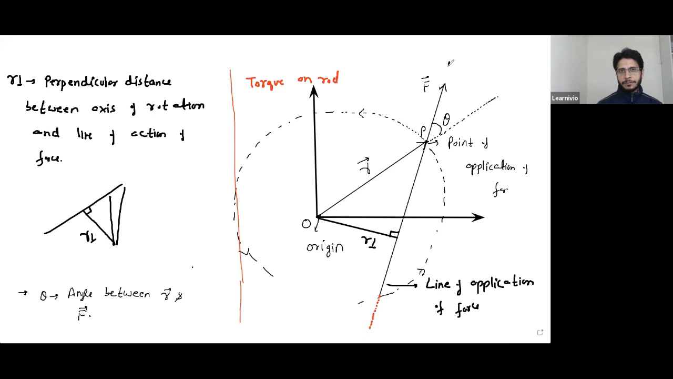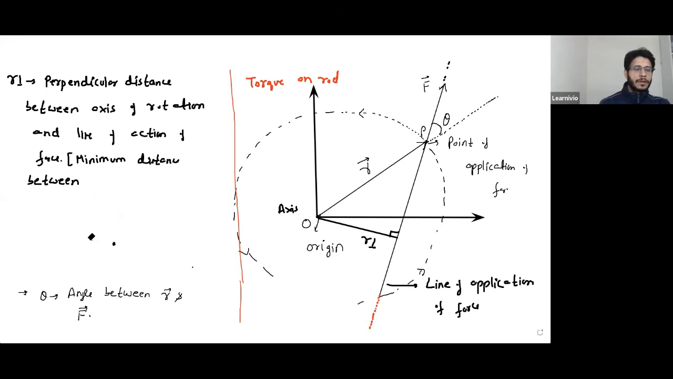In the same way, this is the line of action of force, and this is the axis of rotation, the axis about which this rod is rotating. So the minimum distance between this axis and this line of action of force is R perpendicular, which we call the perpendicular distance. Actually, this is the minimum distance between the axis of rotation and the line of action of force.